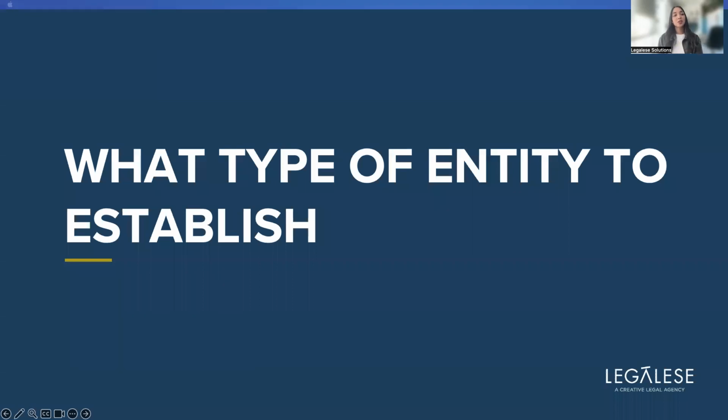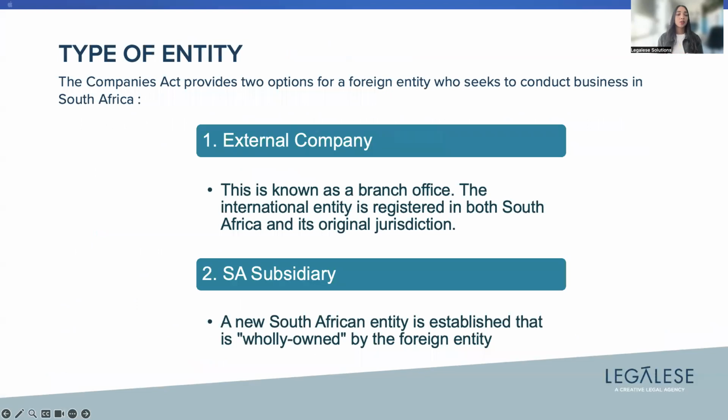So the first consideration is what type of entity to establish in the country. So in South Africa, there are essentially two options to set up operations. Our Companies Act provides for two options for a foreign entity who seeks to conduct business in South Africa. The first option is the registration as an external company under our Companies Act, in which the nonprofit company will have a branch office in South Africa.